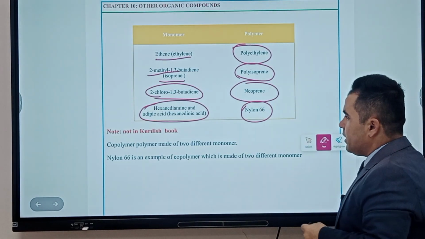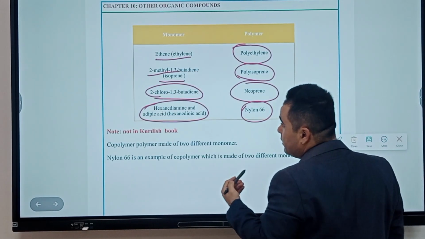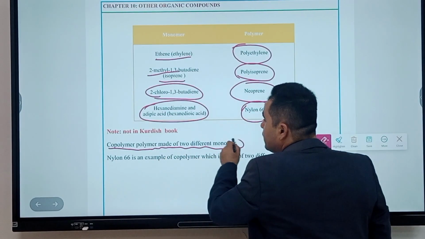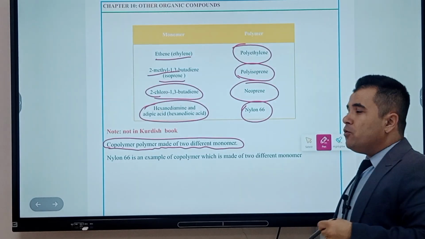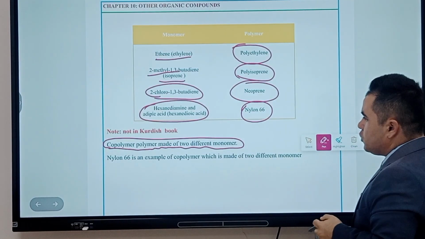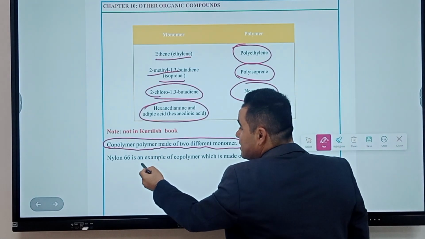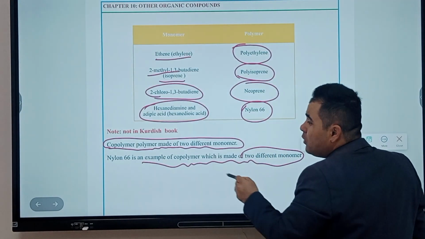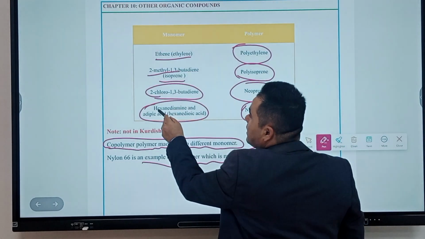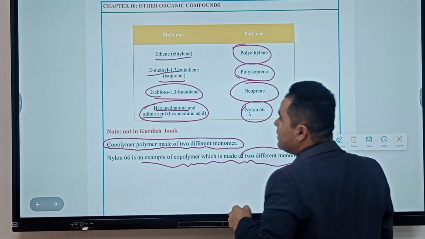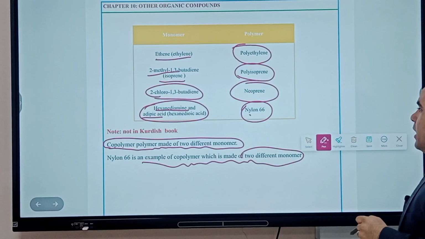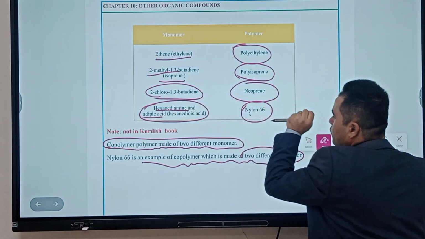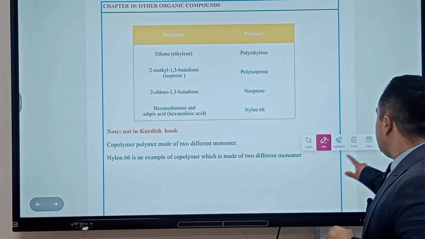Here we have a note: a copolymer is a polymer made up of two different monomers. This is the copolymer extra note. It is not given in the Kurdish book, but nylon 66 is an example of a copolymer, which is made up of two different monomers. Nylon 66 is made up of hexane diamine and adipic acid, or hexane dioic acid, which are the two monomers. They combine to form a copolymer.